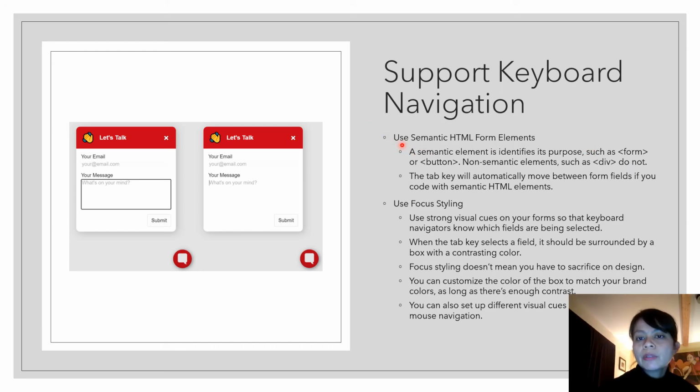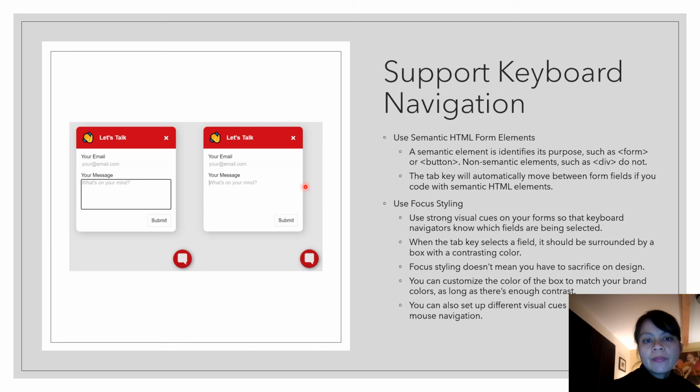Make sure that you use semantic HTML form elements. A semantic element identifies its purpose, such as form or button. So non-semantic elements are things like div. The tab key will automatically move between form fields if you code with the semantic HTML elements. Also make sure that you use focus styling. Use strong visual cues on your forms so that the keyboard navigators know which fields are being selected.